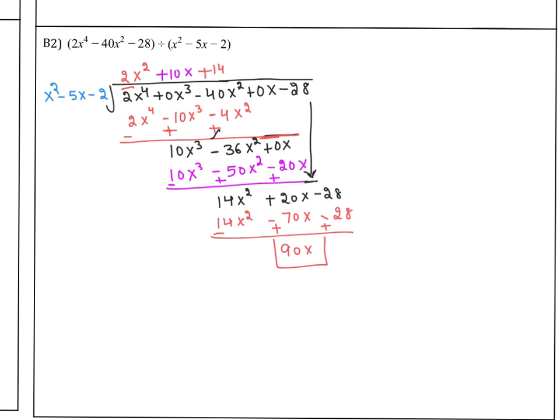Now you're going to multiply this polynomial by 14, because 14 times x squared is 14x squared, and that will cancel the 14x squared here. So 14 times x squared is 14x squared. 14 times negative 5x would be negative 70x. 14 times negative 2 is negative 28. Change the sign. The negative and positive 14x squared cancel. 20 plus 70 is 90x, and negative and positive 28 cancel. So the remainder is 90x.